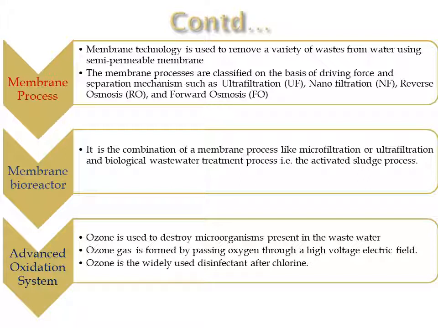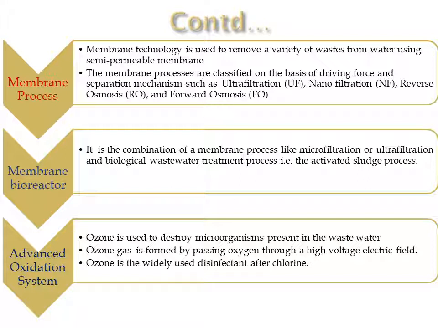Next is the membrane bioreactor. Membrane bioreactor is the combination of a membrane process, that is maybe microfiltration or ultrafiltration, and the activated sludge process. In the conventional activated sludge process, after the aeration tank, a settler tank is used, but in the membrane bioreactor, in place of the settler tank, a membrane filtration system is used, and the advantage of using that filtration system is that it can handle a higher level of suspended solids present in wastewater as compared to the conventional activated sludge process.